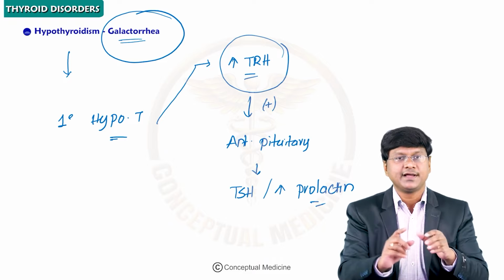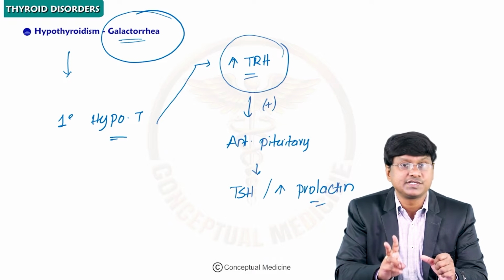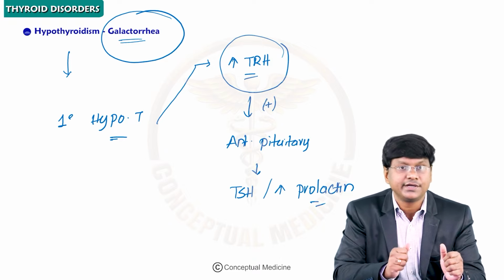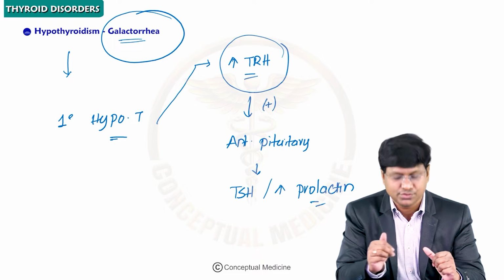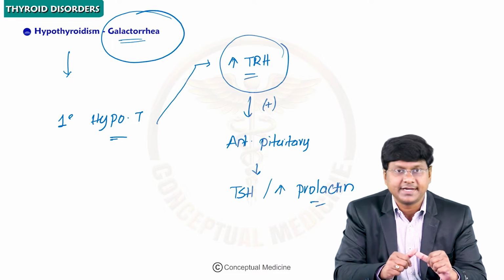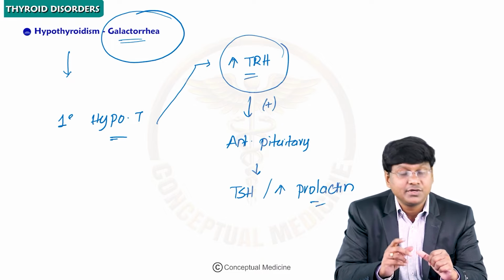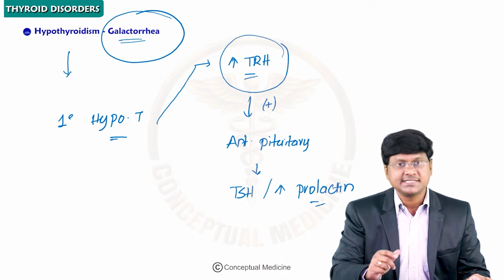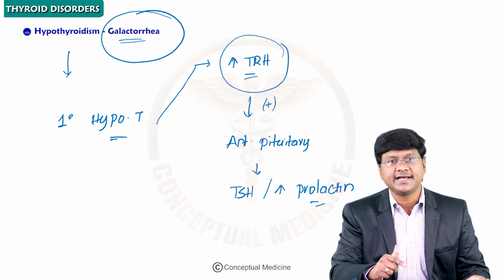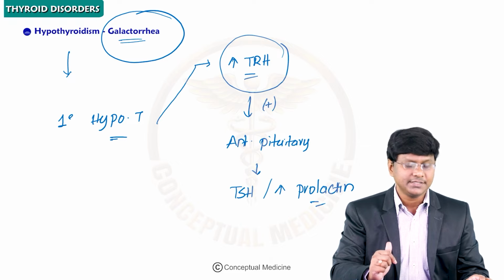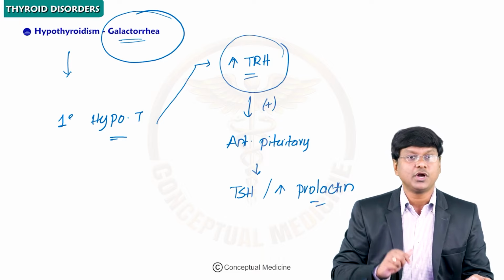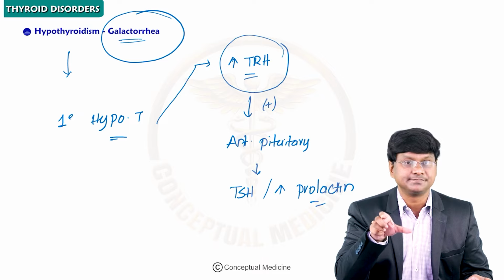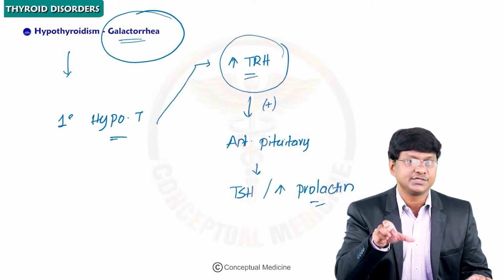See, for an individual to have hyperprolactinemia, there are two important systemic conditions. One is primary hypothyroidism and the other one is chronic renal failure. Even in chronic renal failure, the individual has hyperprolactinemia. Why? Because in chronic renal failure, there is no excretion of prolactin. And that is the reason why that will cause hyperprolactinemia as well as galactorrhea. Alright? Next.